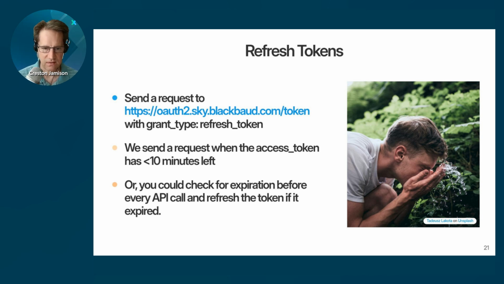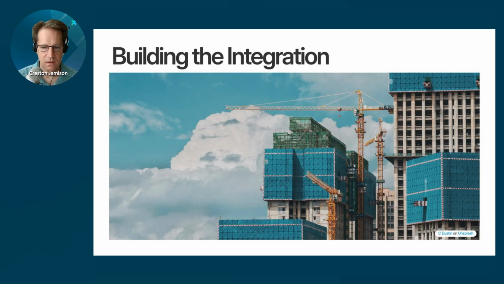Now, you'll have to have a process to refresh these tokens on a regular basis. What we have done is the second point here. We send a request when the access token has less than 10 minutes left. Another way you could do this is to check for expiration before every API call and refresh the token if it expired. It's basically up to you with regard to implementation. Okay, so that's how you would get access to the Sky API set up within your application.